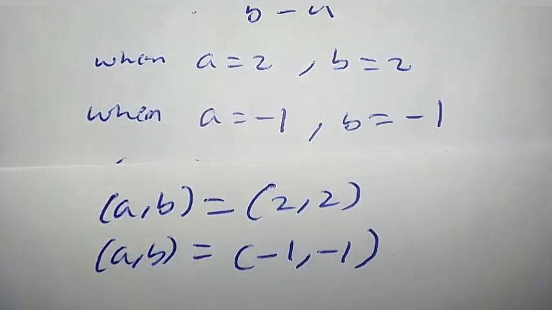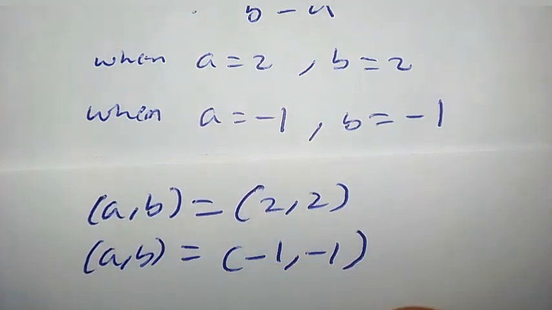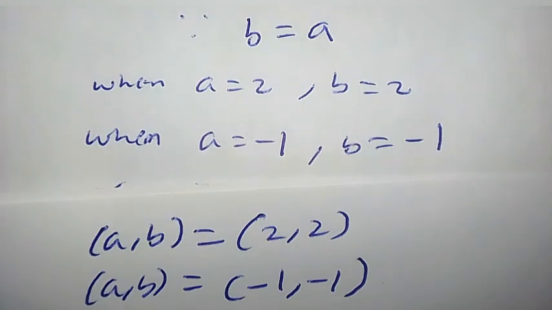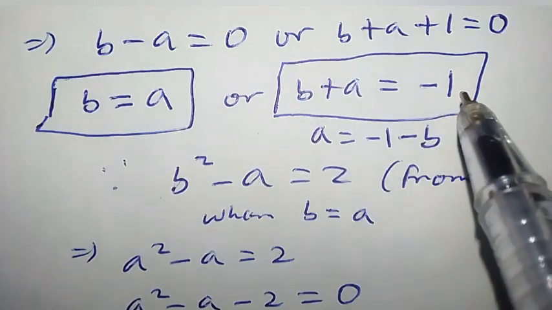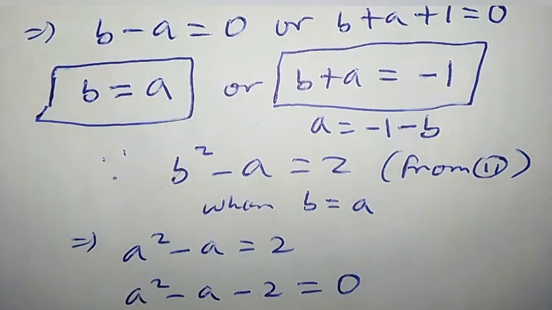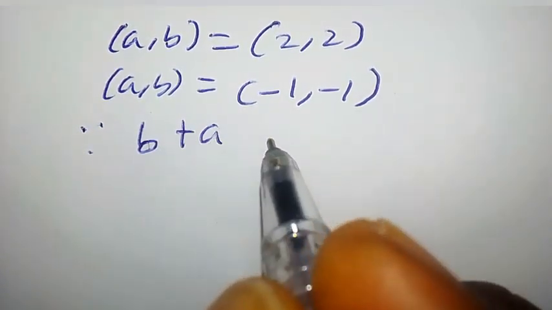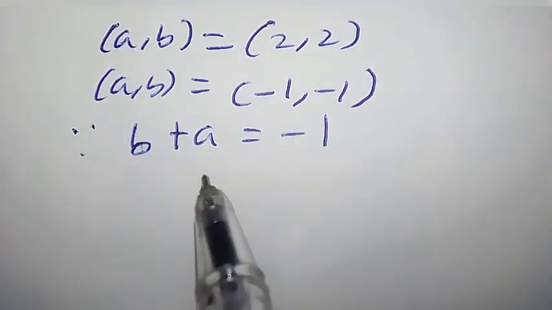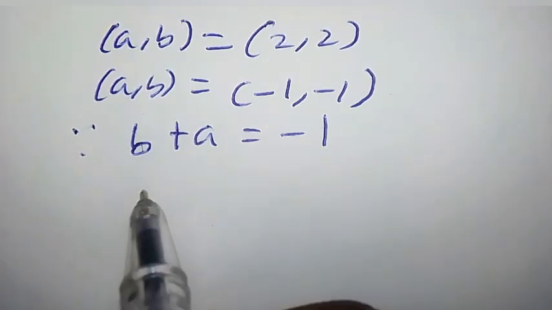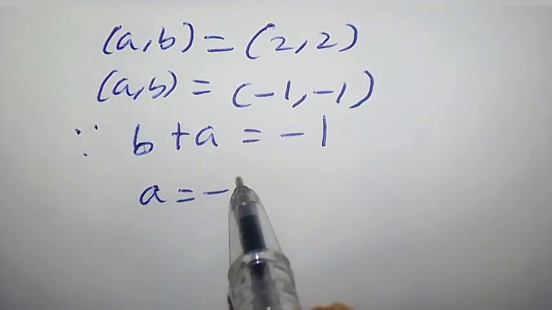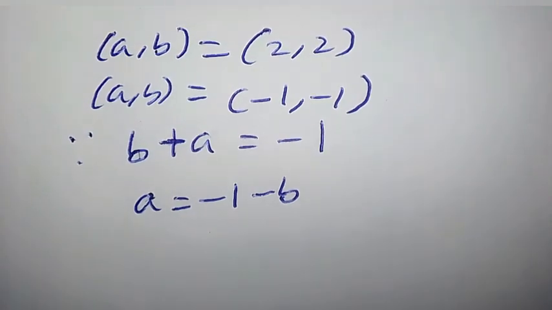Now, for us to get the other solutions, we are going to consider the case when b + a equals −1. Let me show you from this. Since b + a is equal to −1, let us make a the subject of the formula by transferring b to the right side. So it becomes a = −1 − b. Now, back to the first two equations. Let me show you.